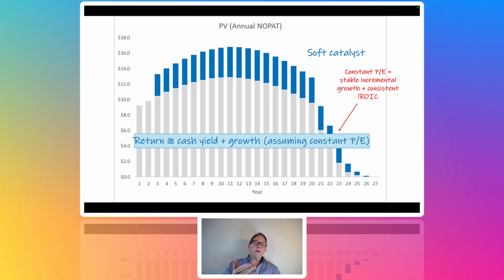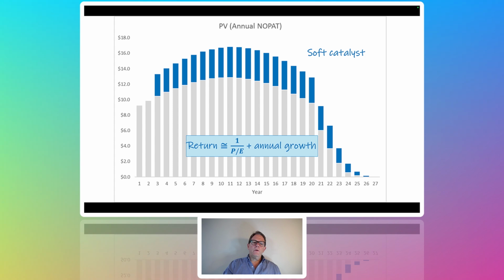The incremental return on capital holds for another year. That's going to keep your PE constant. Having a PE constant is where you get that excess return. So return is approximately equal to the cash yield plus the growth, if you assume that constant PE, which is pretty cool. Another way of thinking about it, your return is approximately 1 over your PE plus your annual growth rate. That's that soft catalyst. And if your PE holds, guess what? You get that cash yield from year 1 plus the growth rate in year 1. Same in year 2, same in year 3.